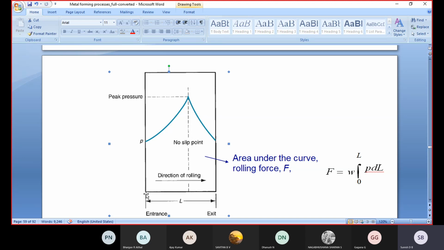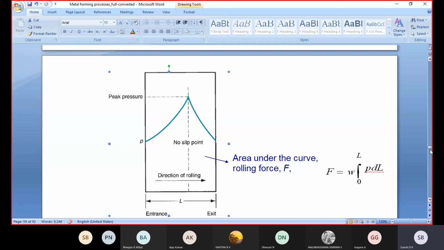Suppose the rollers rotate in opposite directions, and you put the material or sheet in between the two rollers. At the entry of the rollers, only a small amount of force or load is required. Once it moves from entry to center, at that time the maximum amount of force or load is required. The center of the rollers is nothing but this one.